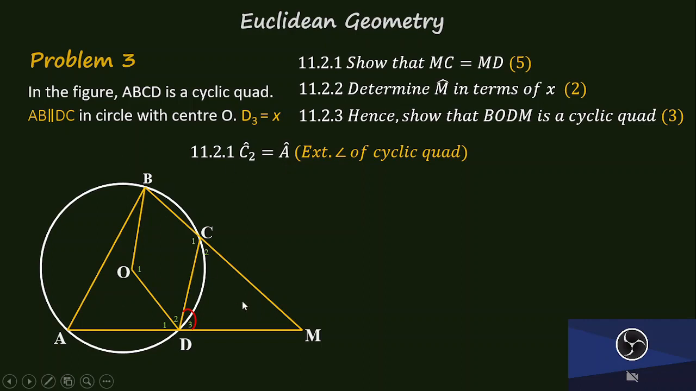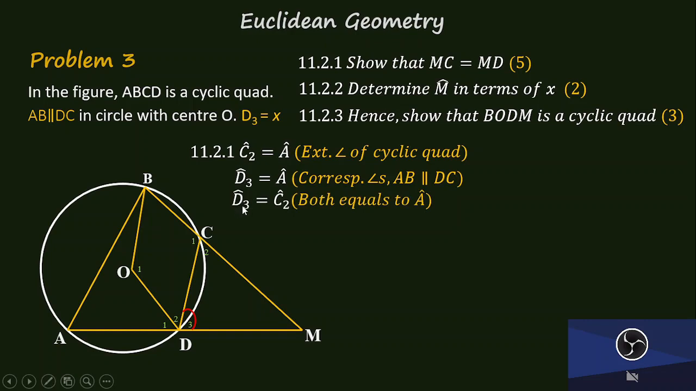Again, we have D3 equals A because we were told here that AB is parallel to DC. You have this F here. These are the corresponding angles, right? So we have corresponding angles because AB is parallel to DC. D3 equals A. So you have these two angles, C2 equals A, D3 equals A. Now suppose A was 30 degrees, right? It means that C2 is 30 degrees, D3 is 30 degrees. Therefore, D3 equals C2 because they are both equal to the angle A.